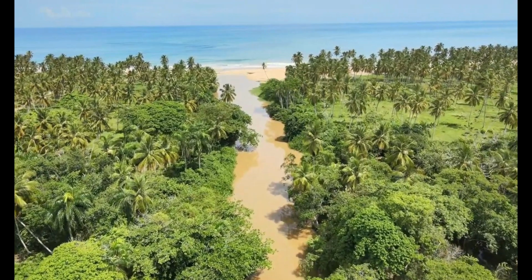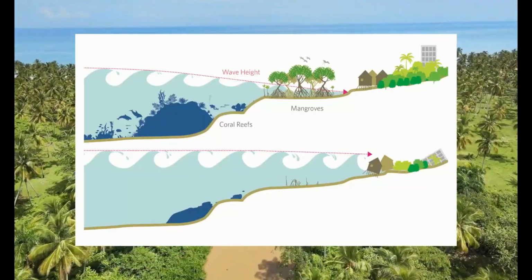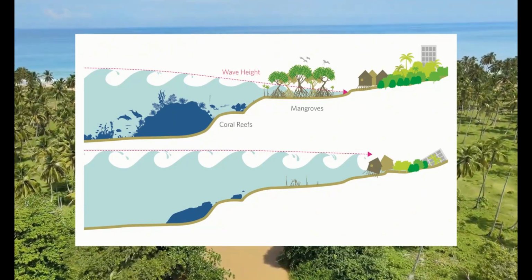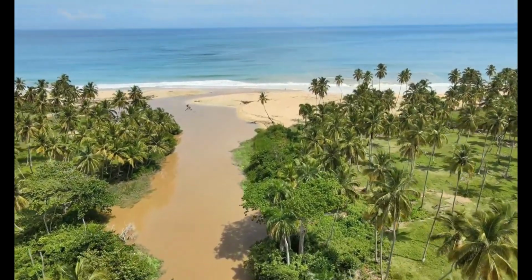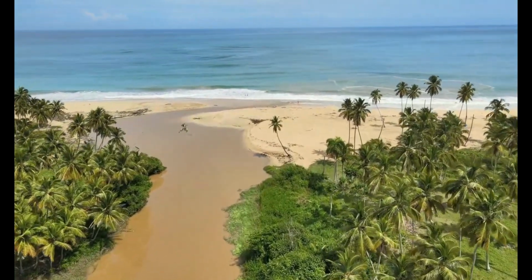Mangroves also serve as coastal buffers, reducing the impact of waves and storms, while their intricate root systems stabilize shorelines and trap sediments, enriching the ecosystem.